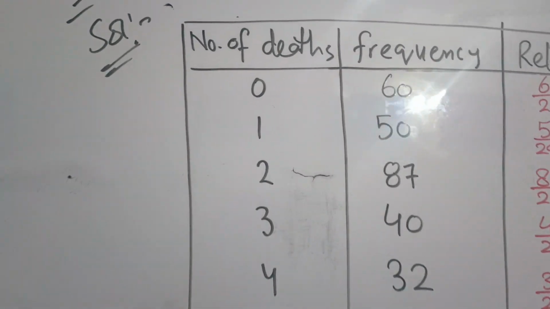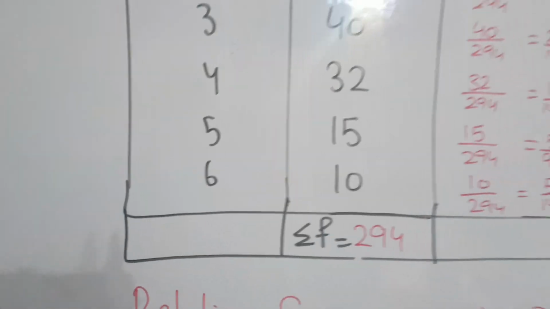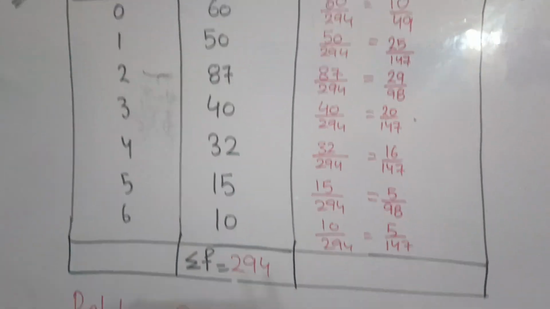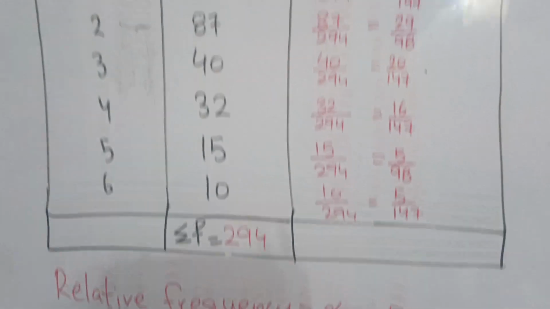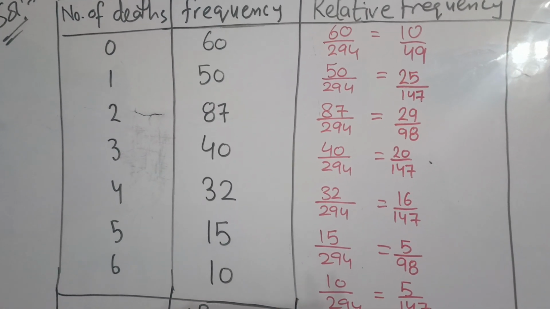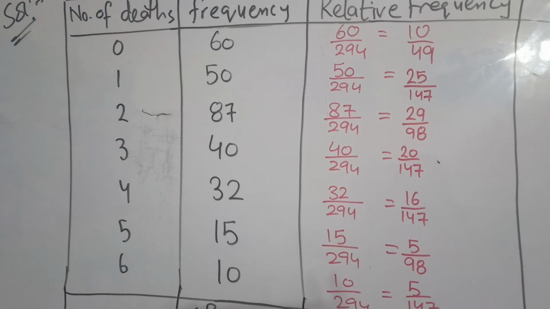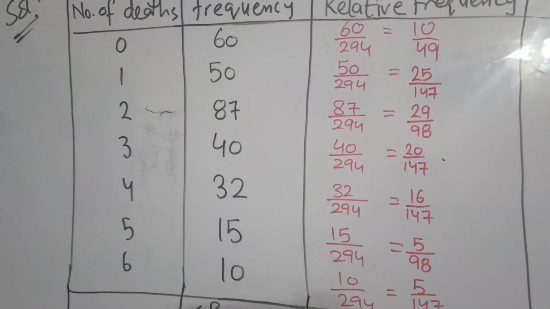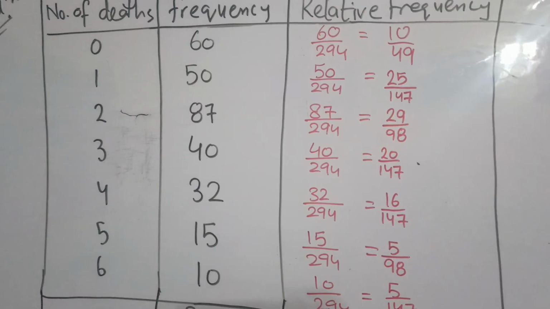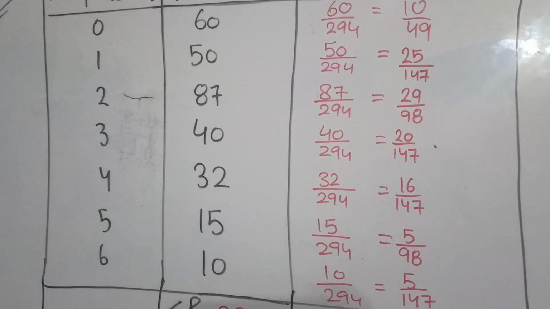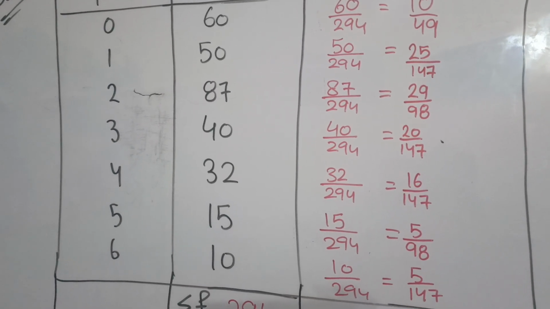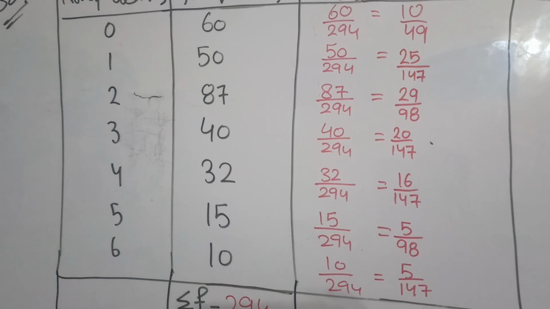Two columns are given, the number of deaths and the frequency, and afterward we have to use this formula and put the values in. Like the relative frequency of the first row is 60 over the total frequency, where 60 is the specific frequency and 294 is the total frequency. You can simplify mentally. If the last digit is 0 and 4, you can divide by 2 easily. It is divisible by 2.